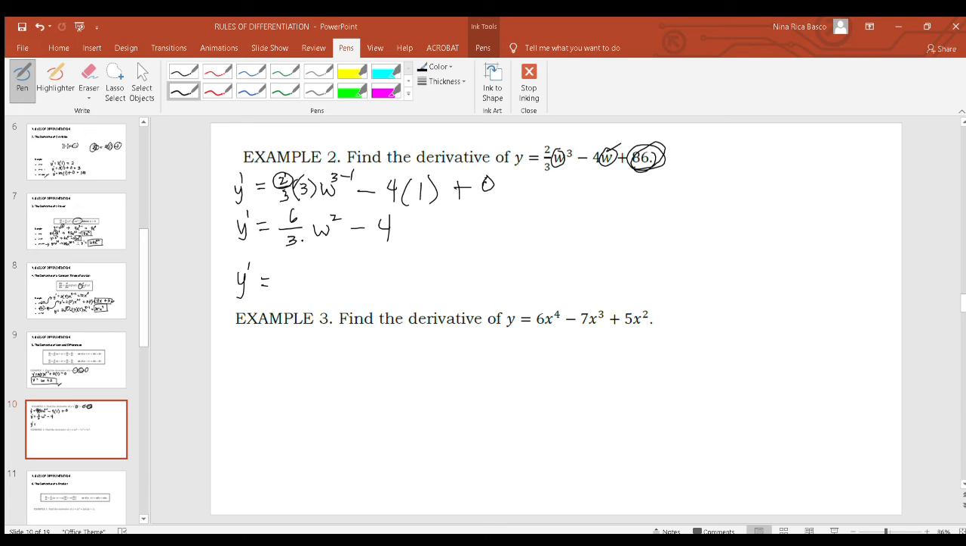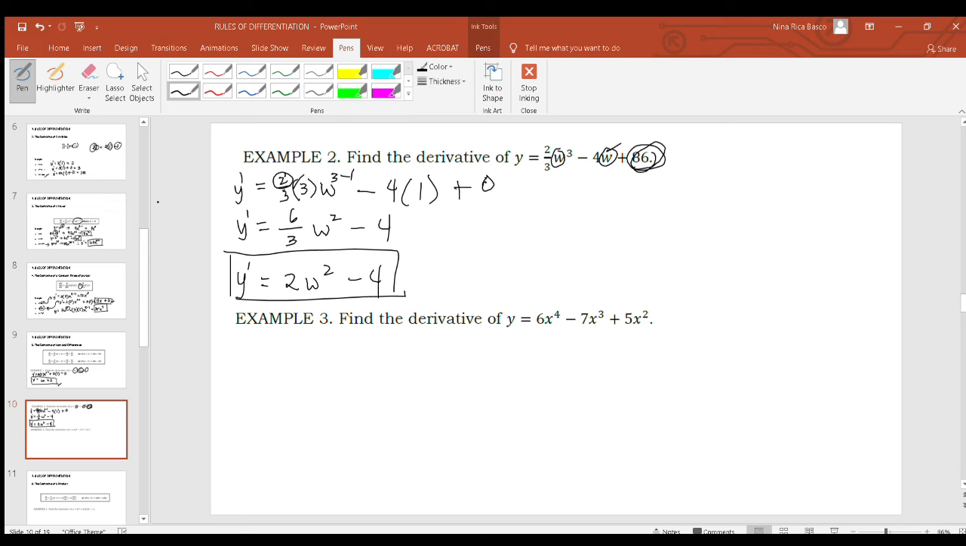I-simplify natin yung first term. Bale, 6 divided by 3 is 2. Yan. 2w squared minus 4. Therefore, our y prime is 2w squared minus 4. How about the third one?